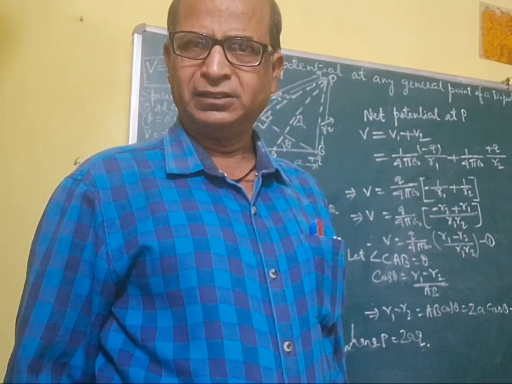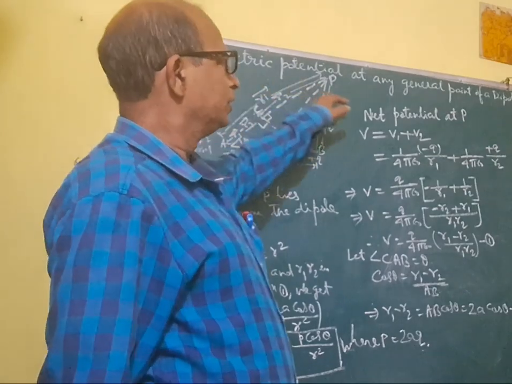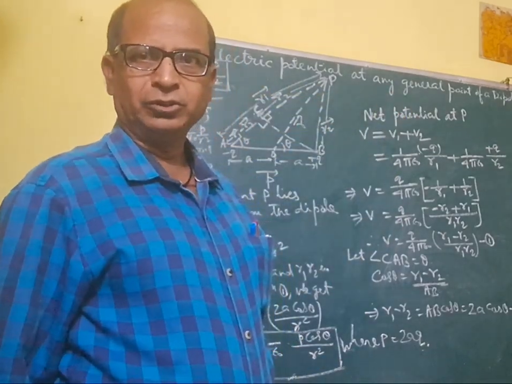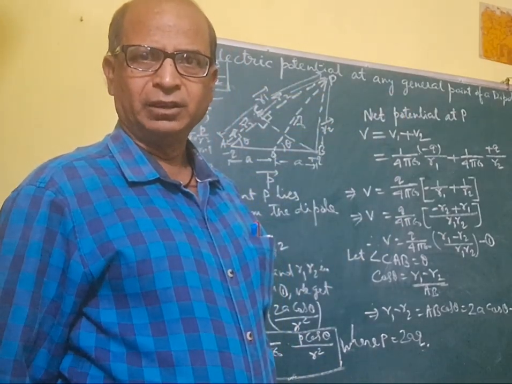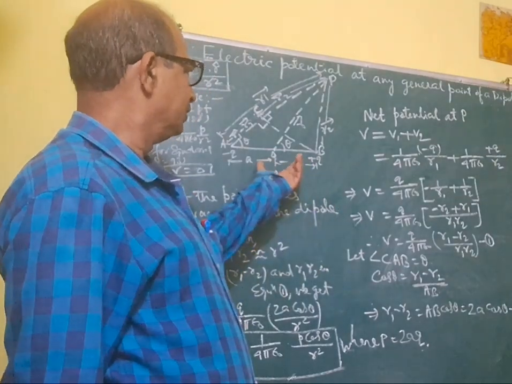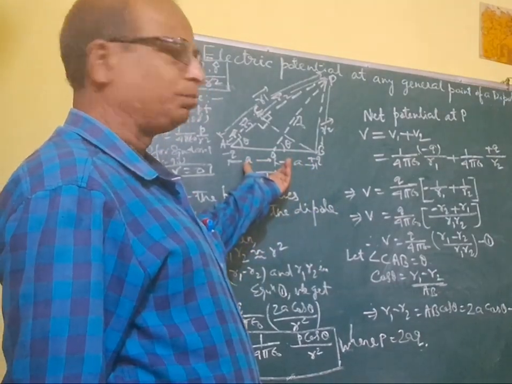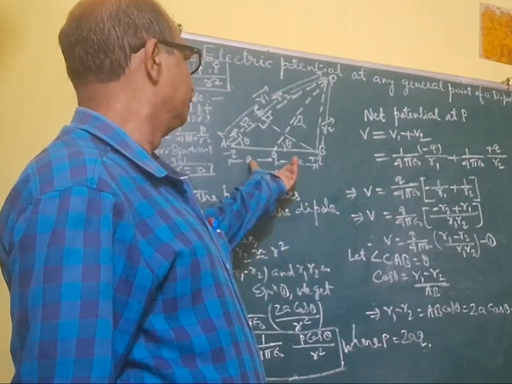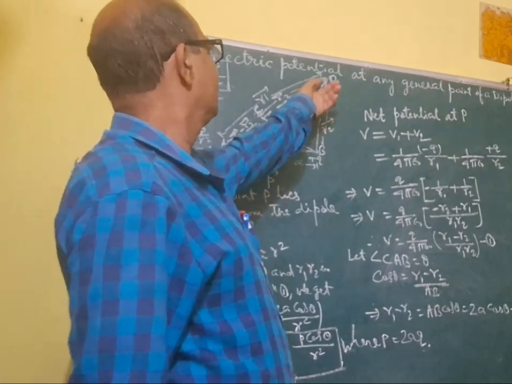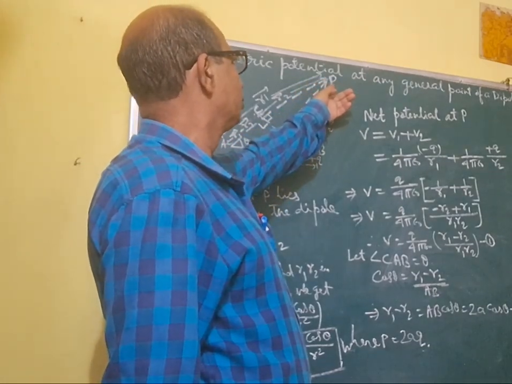Today my topic is electric potential at any general point of a dipole. This is of class 12. So here in the figure, there are two charges, minus q and plus q, separated by distance 2a. We have to find the electric potential at any general point P.